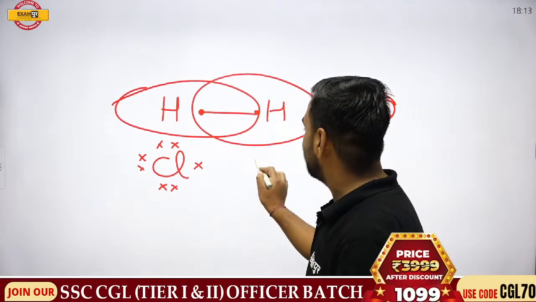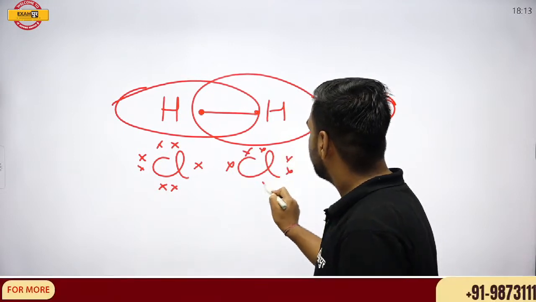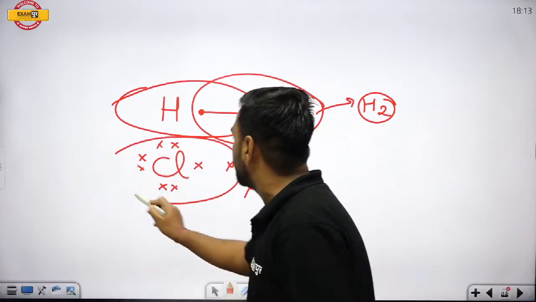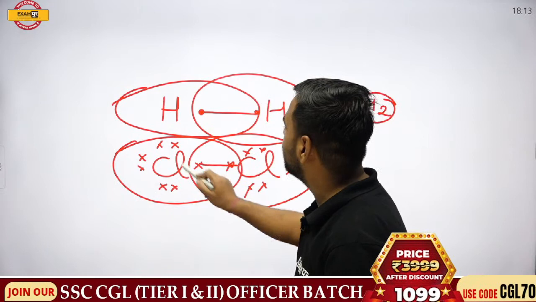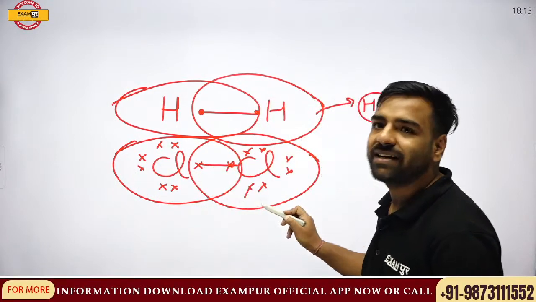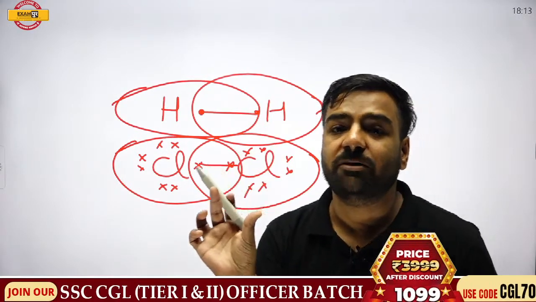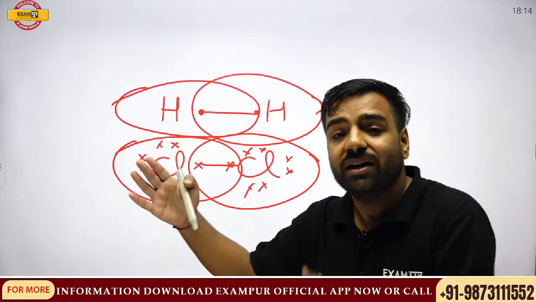Just have a look. What is happening? Here's one more chlorine, which is again having the same issue. It is also having 7 electrons in the outermost shell. So this chlorine will do bonding here, and this chlorine will do bonding here. And hence we can see that this chlorine is having how many electrons now? 8. This chlorine, again 8. So here we can see that sharing of electron is taking place. There is no such transfer. They are not giving money, saying okay, you can take this. No, they are actually sharing.